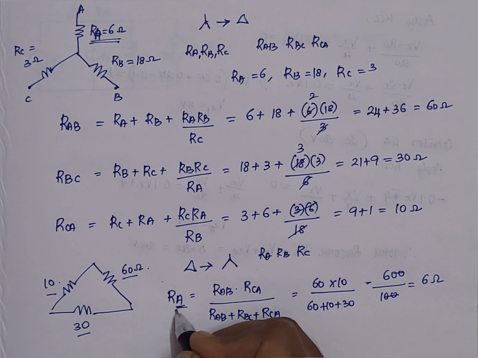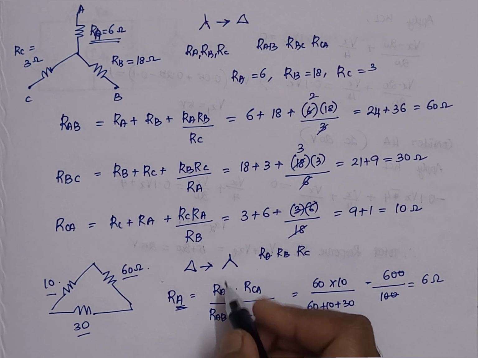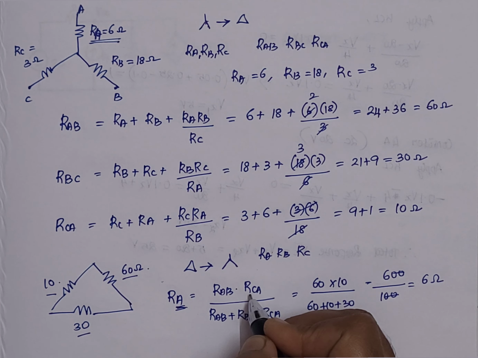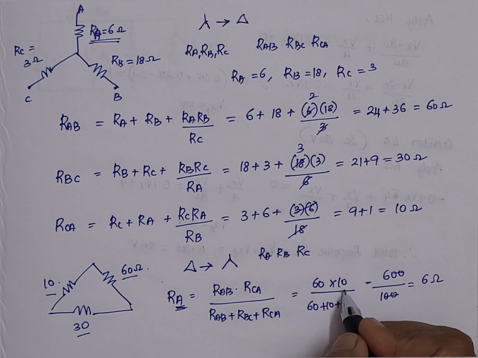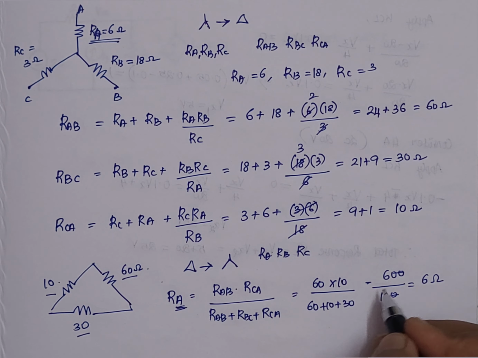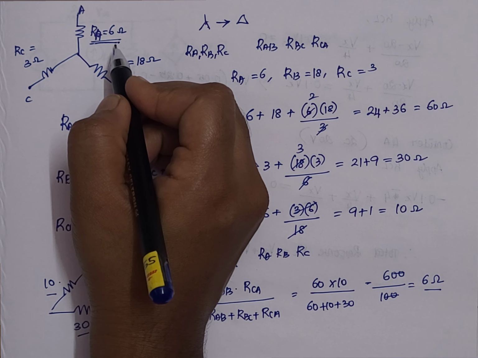So the value of RA is, we have to include all the resistances with the values of A included here. So we have RAB and RCA resistors in the numerator, and in the denominator we have to add all the resistance values, which is RAB plus RBC plus RCA. RAB is 60, RCA is 10, and the total is 60 plus 10 plus 30, which is equal to 600 by 100, which is 6 ohms. So this is the value we have obtained here for RA also.